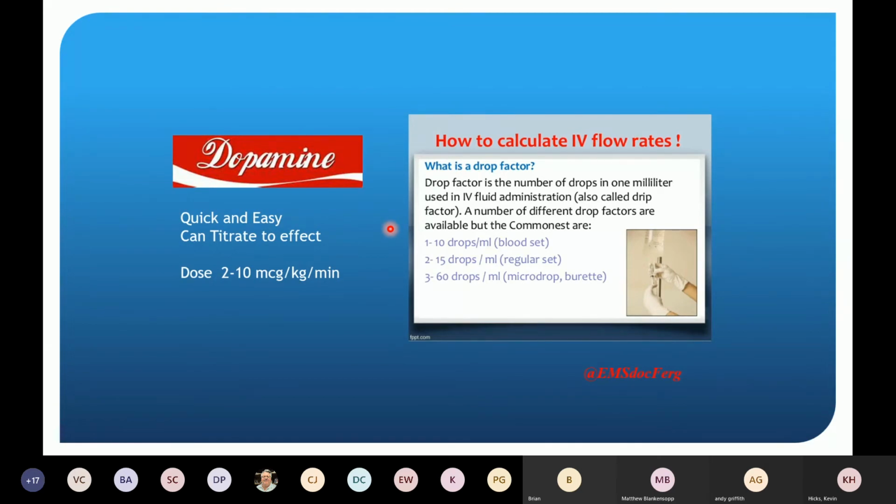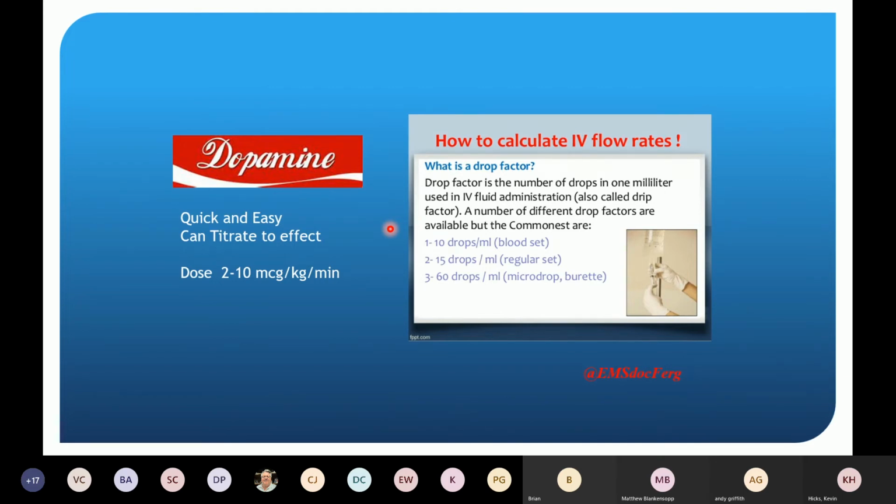Okay. Couple of quick points. In the state of Alabama, we're required now to carry the dial-a-flow IV sets. Nobody uses them. Okay. So use them. We got them on the trucks. Don't give a dopamine, and certainly not an epinephrine drip, without at least using a micro drip set. You can calculate off of those 10 drop or 15 drop sets. And that's very dangerous.